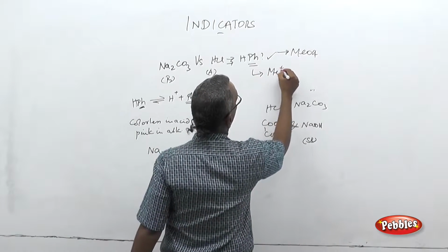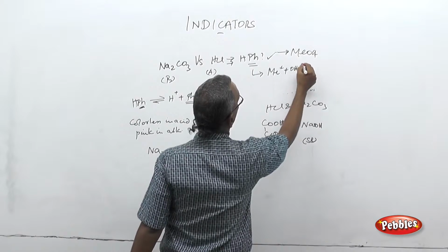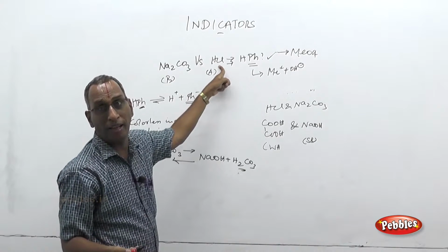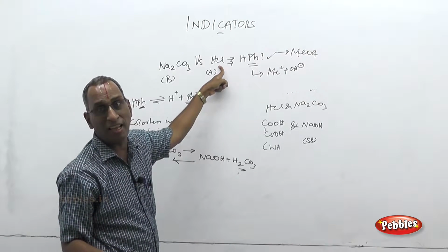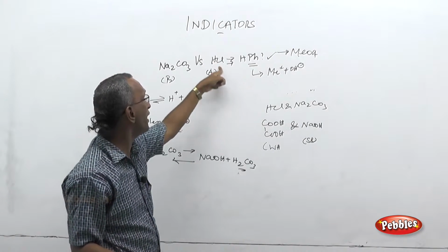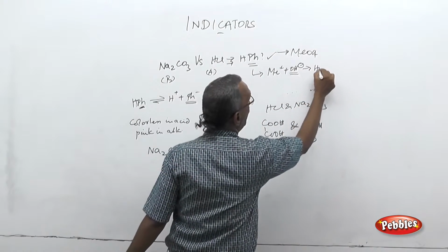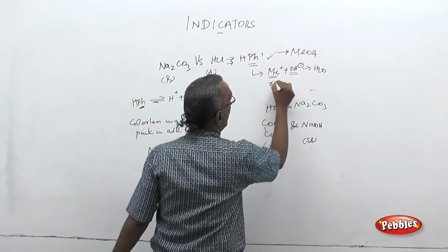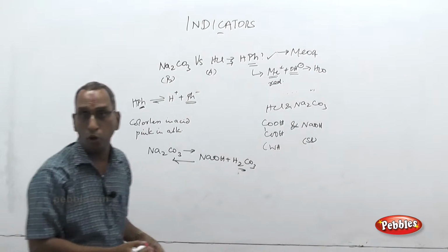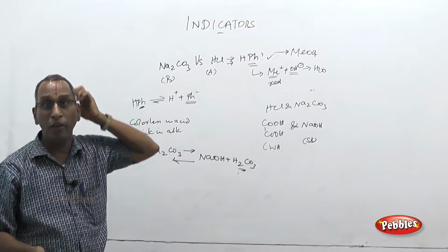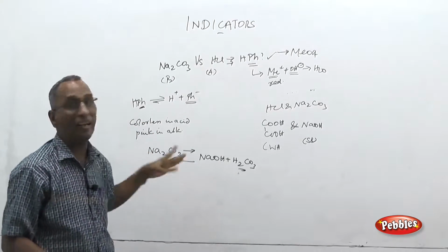Methyl orange splits as Ma plus and OH minus. Here HCl is strong. In this titration, HCl is strong. Strong means it readily donates protons. Protons combine with hydroxyl ions forming water. Here this red color is observed. So the equilibrium cannot be shifted towards left or right if one of the components is weak.